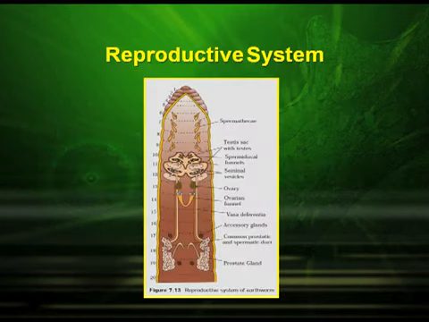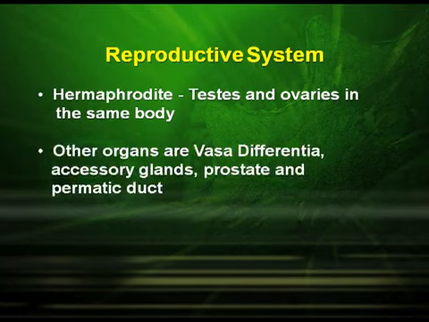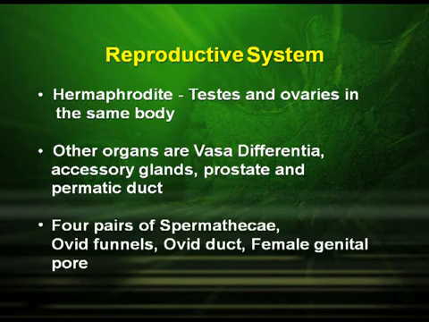Reproductive system. Earthworms are hermaphrodite animals. The testes and ovaries are found in the same body. The other organs of the reproductive system are the vasa deferentia, the accessory glands, the prostate and spermatic duct, 4 pairs of spermathecae, oviducal funnels, oviduct, and female genital pore.